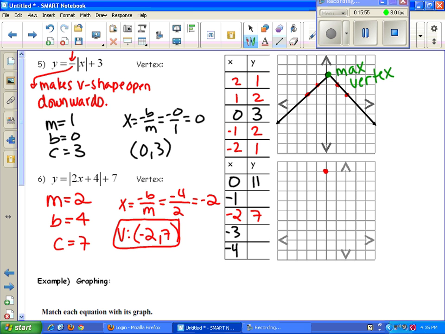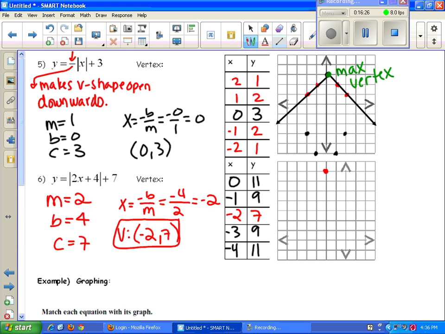If I plug in negative 1, times 2 is negative 2, plus 4 is 2. Absolute value of that is 2, plus 7 gives me 9. If I plug in negative 3, times 2 is negative 6, plus 4 is negative 2, sorry, and the absolute value of that is positive 2, plus 7 gives me 9. And then if I plug in negative 4, I get 11. So we have negative 1, 9, which would be here, and we have this point, and then over here, and here.